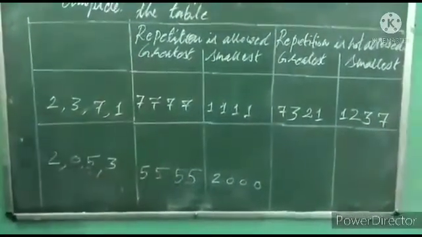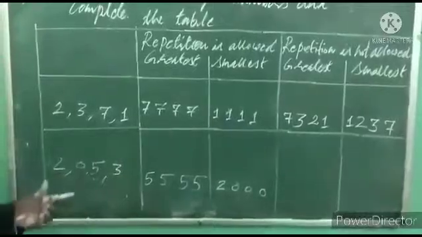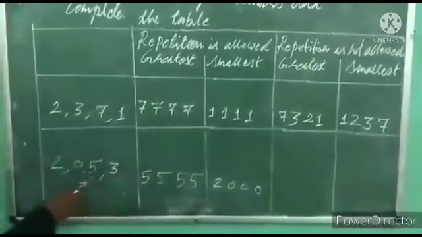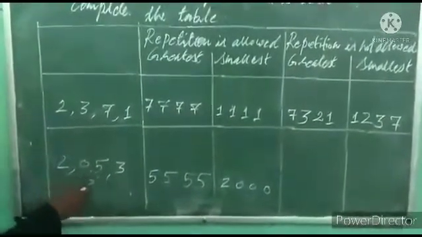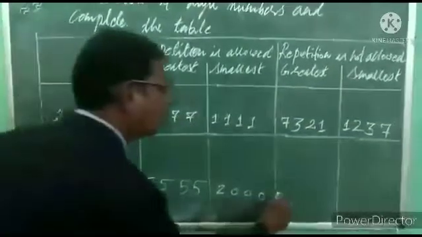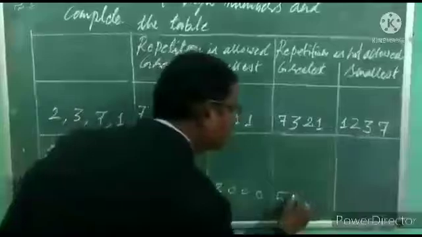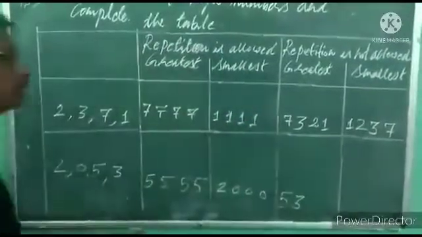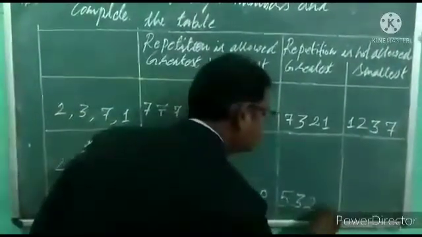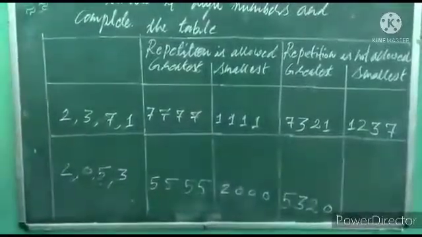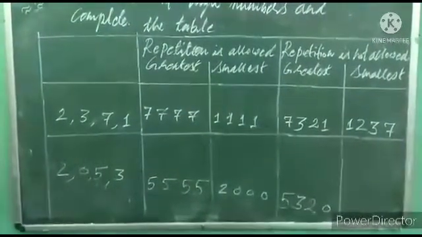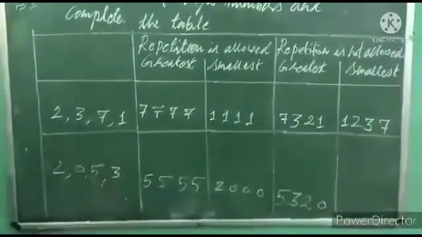Now repetition is not allowed. Next, the greatest number. Which number is greatest here? 2, 0, 5, 3. I think 5. After 5, which number? 3. After 3, which number? 2. And after 2, 0. So 5320 is the greatest 4-digit number when repetition is not allowed.